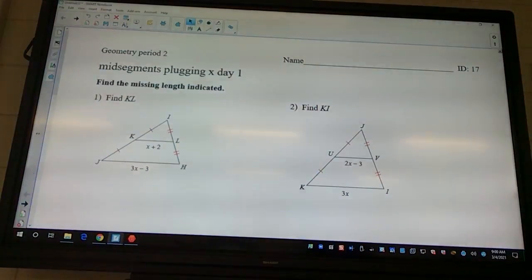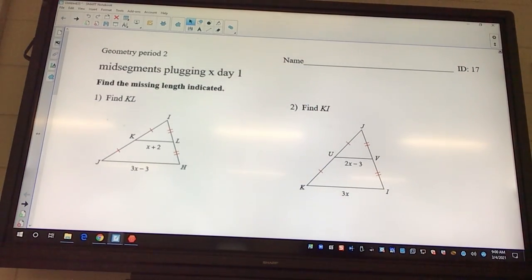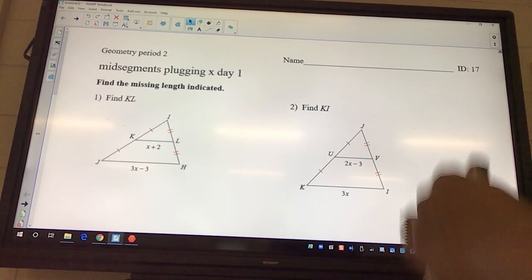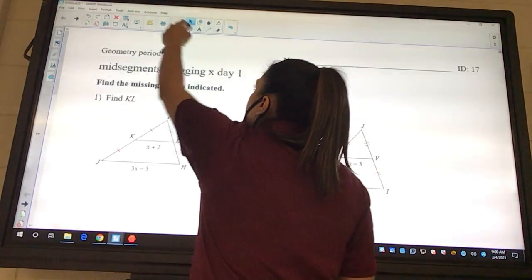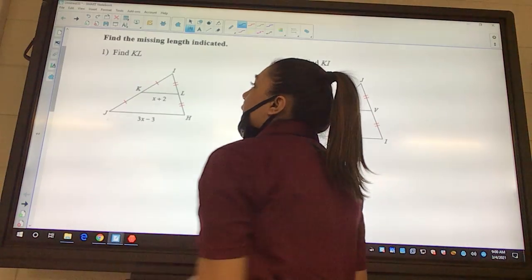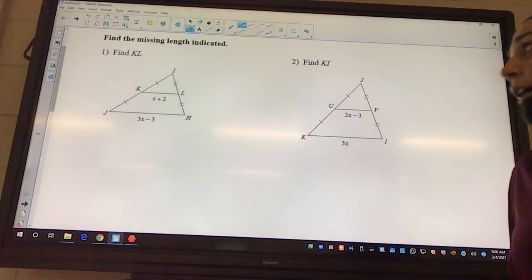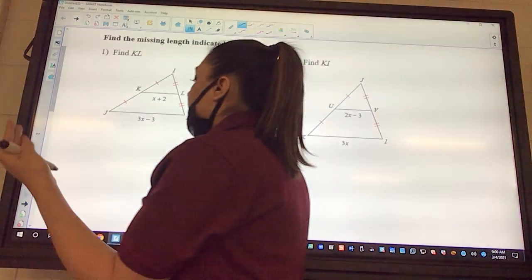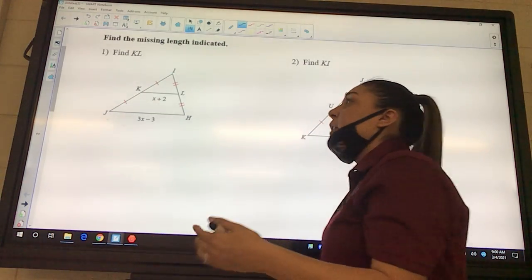Right, so this is, I don't want to say a new topic, because most of it's the same, with the exception of a couple of pieces. So most of you should breeze right through it, okay? The instructions before, yesterday, said find x, and today they say find KL. So most of the process is still going to be the same.